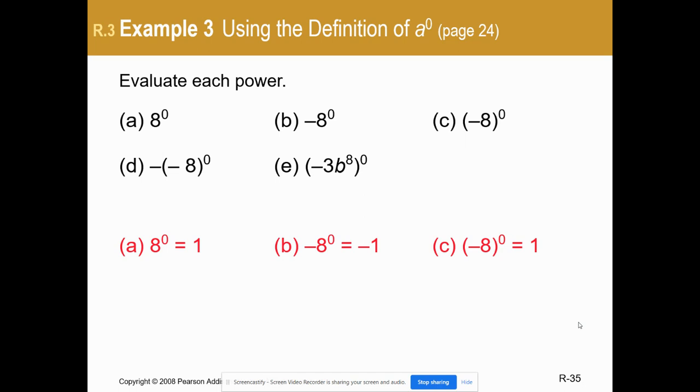So C is 1. D is -1 again, because even though the 0 applies to the -8 inside the parentheses, there's still the negative outside the parentheses. And part E, everything is to the 0 power. So that's another value of 1. And they're saying that that only applies as long as B does not equal 0.